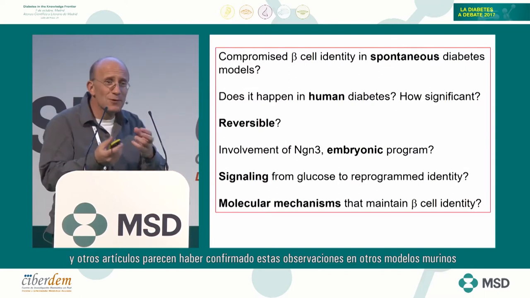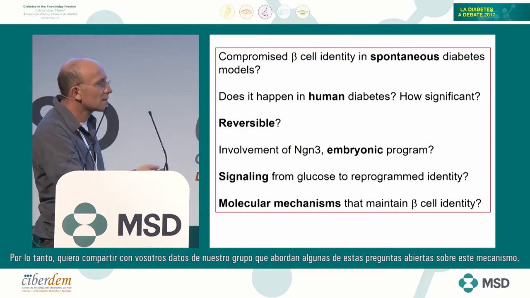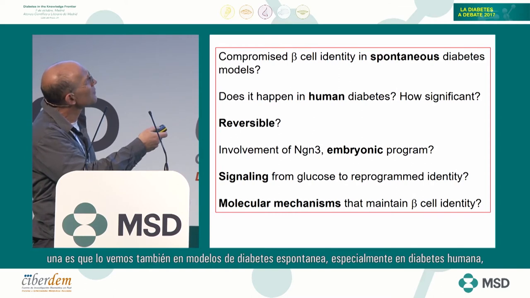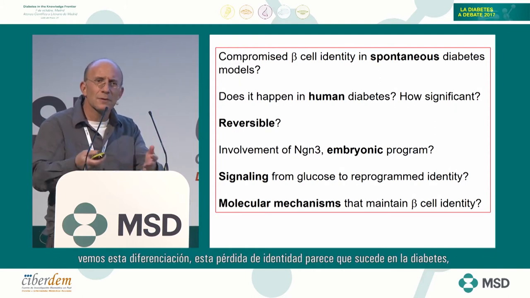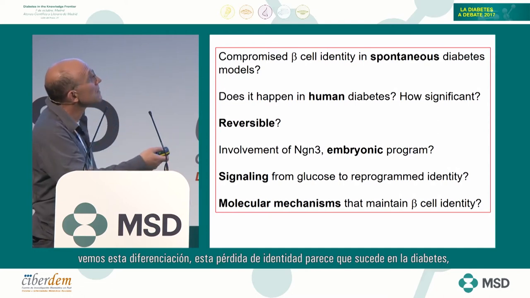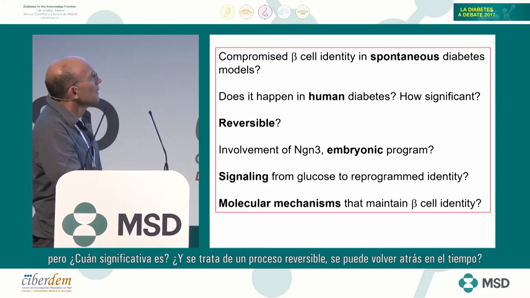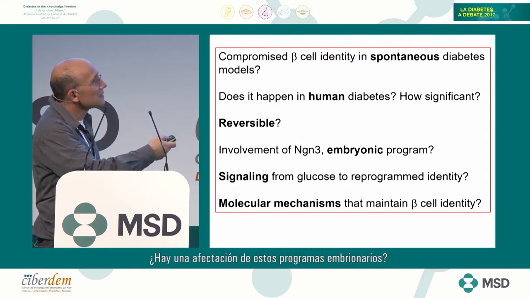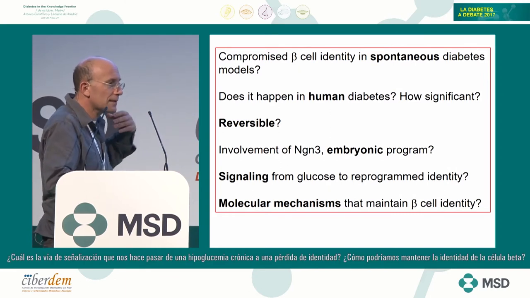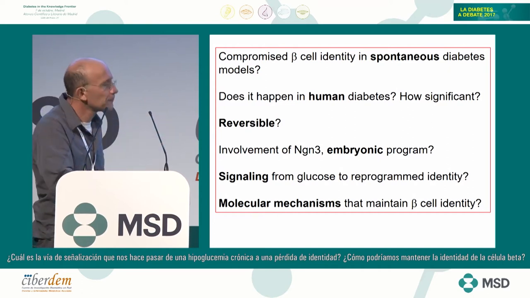So what I want to do now is to share with you some data from our own group that address some of the remaining open questions on this mechanism. One is, do we see that also in spontaneous diabetes models, and in particular in human diabetes? Is this something artificial, or does this dedifferentiation or loss of identity happen in actual diabetes? How significant is this? Is this a reversible process? Can it go back in time? Is there really involvement of this induction of the embryonic program? What is the signaling pathway that leads from chronic hyperglycemia to loss of identity, and how can we maintain beta cell identity?